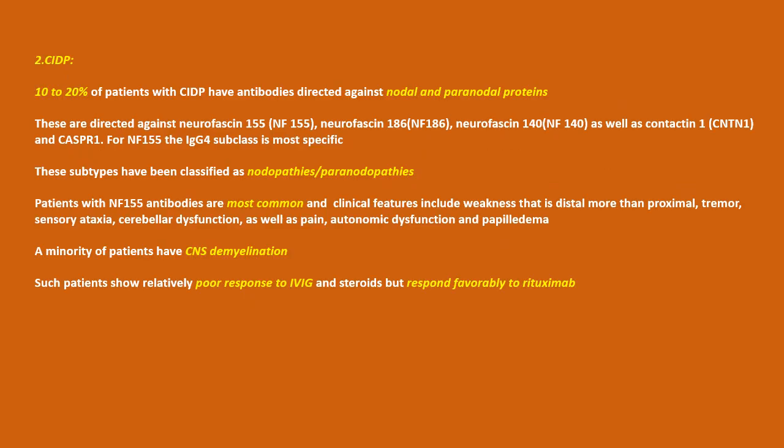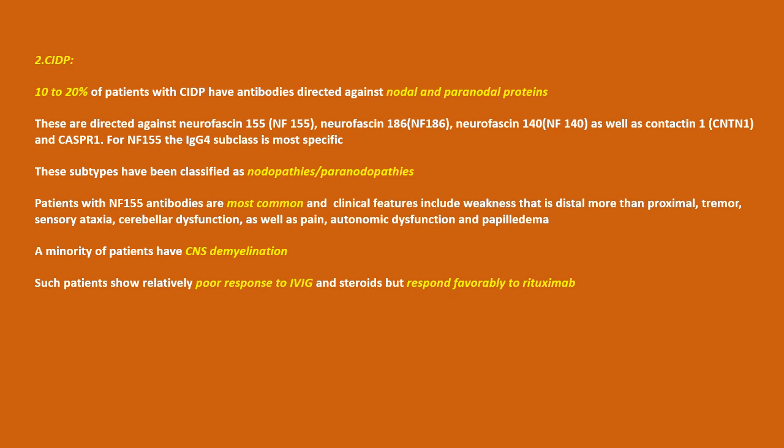CIDP. 10 to 20% of patients with CIDP have antibodies directed against nodal and paranodal proteins. These are directed against NF155, NF186, NF140, as well as contactin-1 and Caspr1. For NF155, the IgG4 subclass is most specific. These subtypes have been classified as nodopathies and paranodopathies.